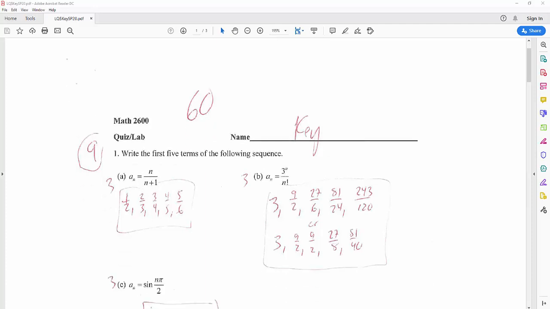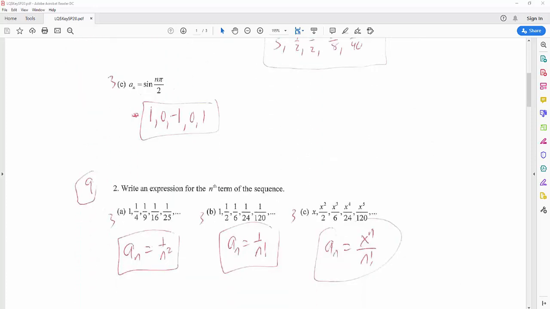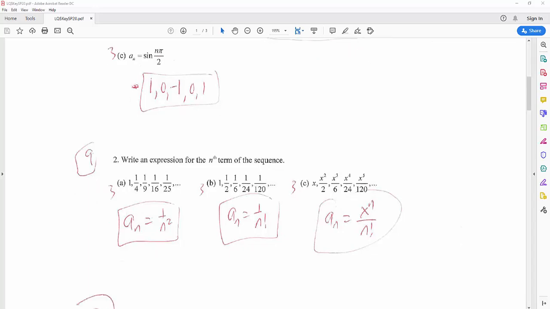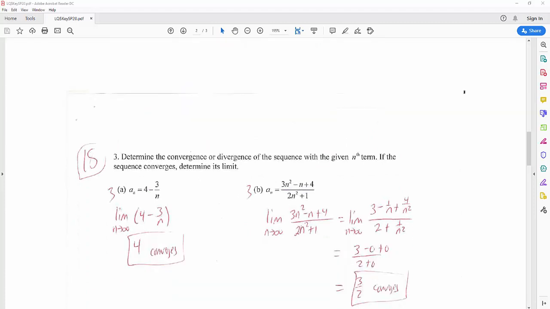I don't have anything really to say about number 1. Did a great job on 1. Number 2, write an expression for the nth term of the sequence. I think everyone got that. There may have been a couple that missed B and C, but hopefully you can see what B and C is. Number 3, here's where we started to have some issues.